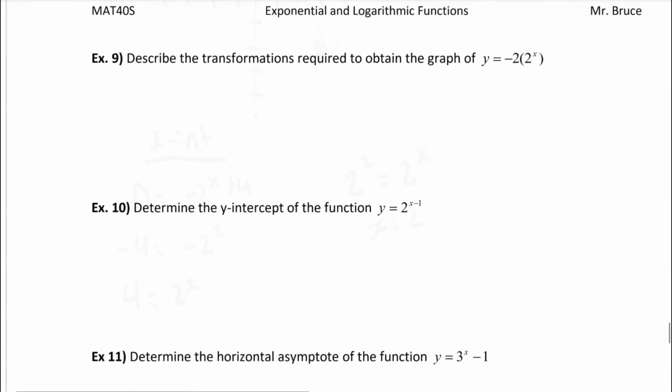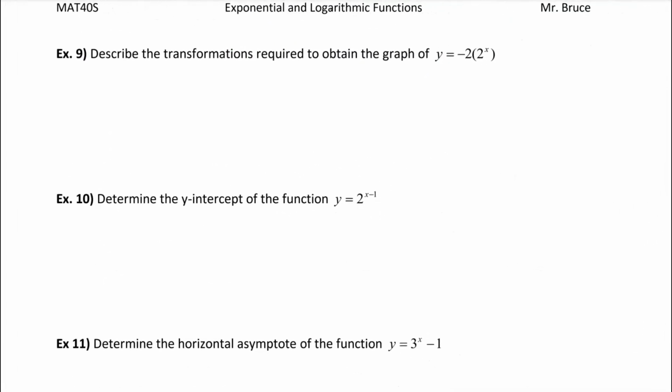Now we're going to actually describe the transformations that are happening. Everything so far has been graphing and using mapping notation, but some of your teachers may ask you to actually describe using words. I know, kind of scary, but I know you can do it. Describe the transformations required to obtain the graph of y is equal to -2 times 2 to the power of x.